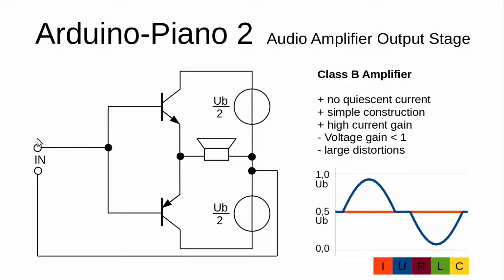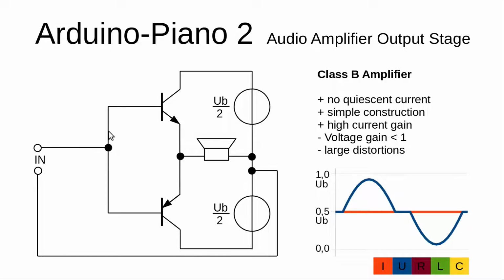If we have zero input voltage, the voltage drop of the base-emitter diode is zero and so there is no current flow through this transistor. Also on the negative side, the base-emitter voltage is zero and therefore we have no current through this transistor, and in the end we have no current between plus supply voltage and minus supply voltage.